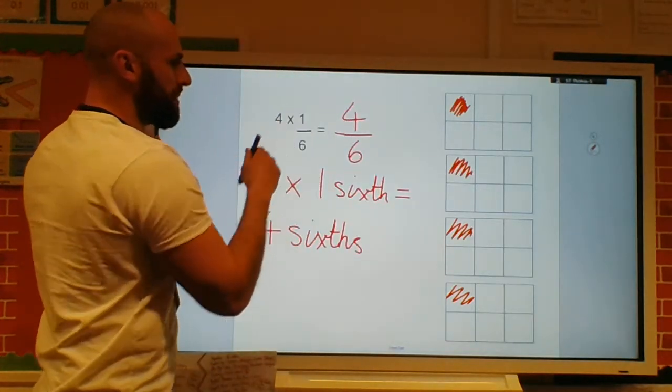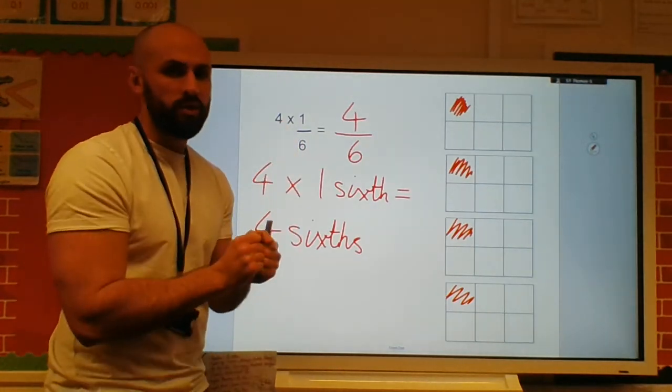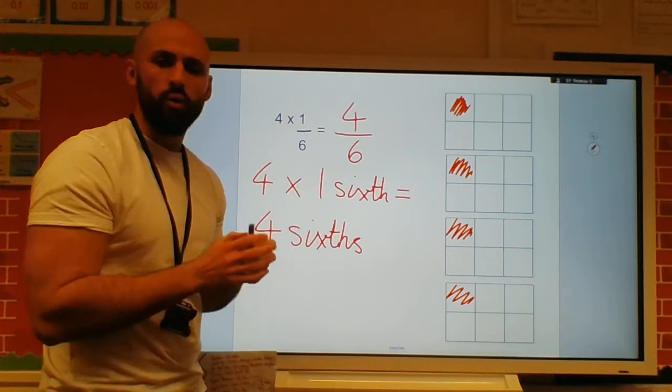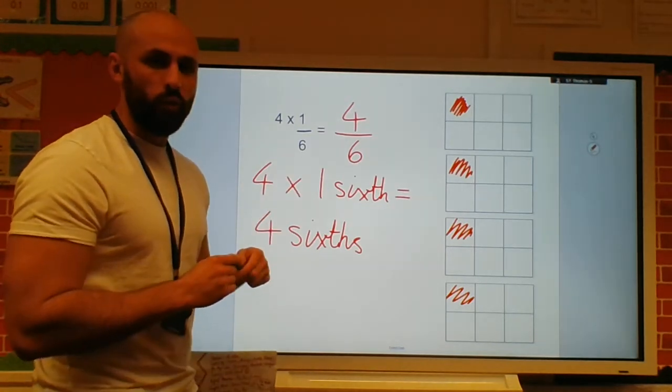So only the amount we have is affected, the denominator is not affected. How many parts to the whole does not change. Okay, relatively straightforward, I hope.